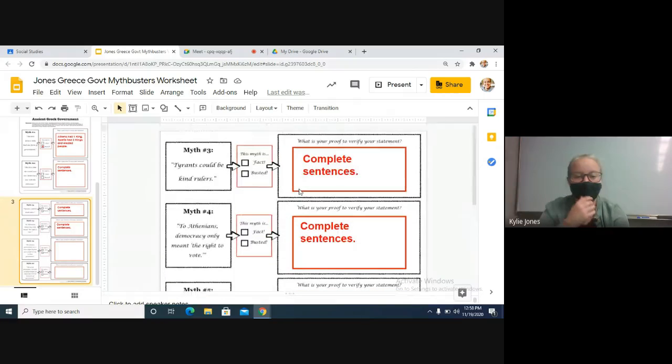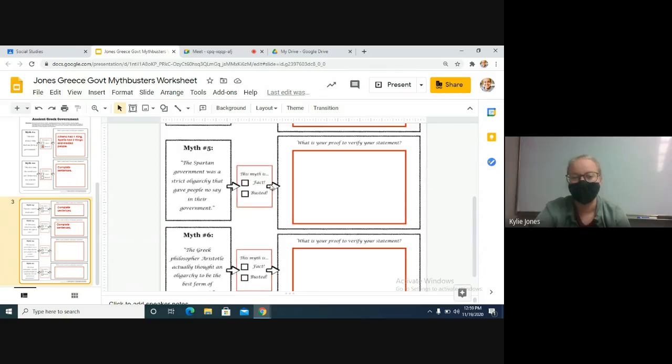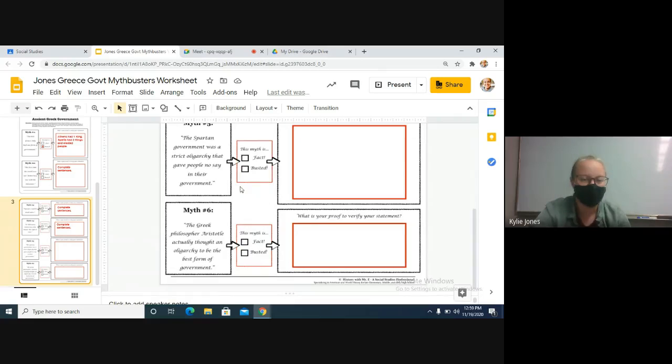Slide number 3, you should have been able to answer myth number 3, whether it's fact or busted, and explain your answer, as well as myth number 4, fact or busted, explain your answer. And then we're going to look for 5 and 6. Number 5 says the Spartan government was a very strict oligarchy that gave people no say in their government. So we'll see if we can answer that. And number 6 says the Greek philosopher Aristotle actually thought an oligarchy to be the best form of government. So we're going to look to see if those are fact or fiction.